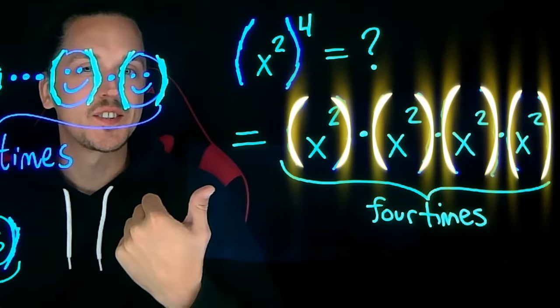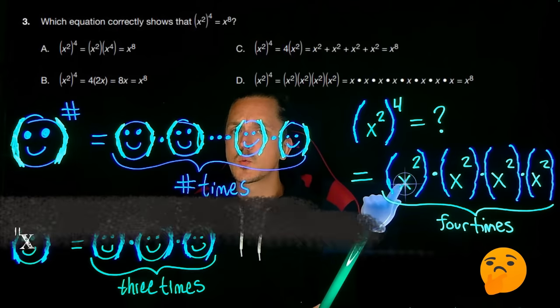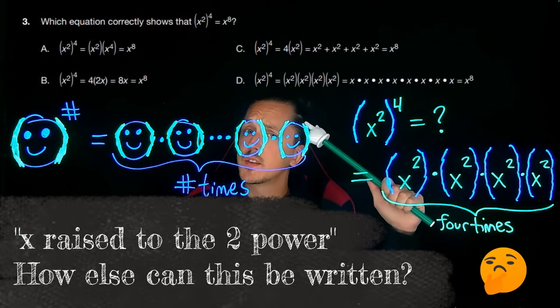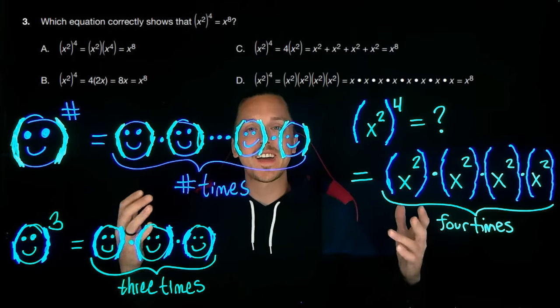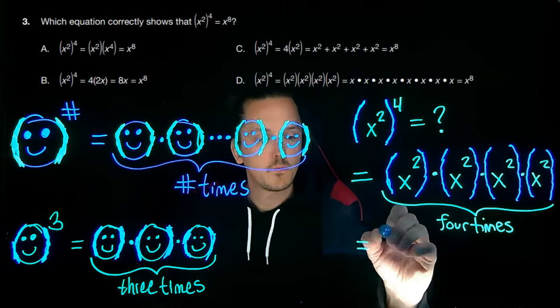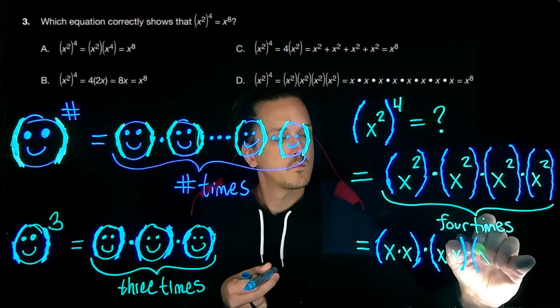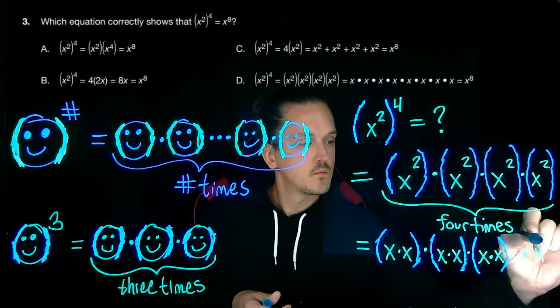Now let's unpack what's inside these parentheses. X raised to the 2 power. How else can this be written? Well, what does x raised to the 2 mean? It means we can multiply x by itself twice, or x times x. With this knowledge, we can replace every x raised to the 2 power with x times x.